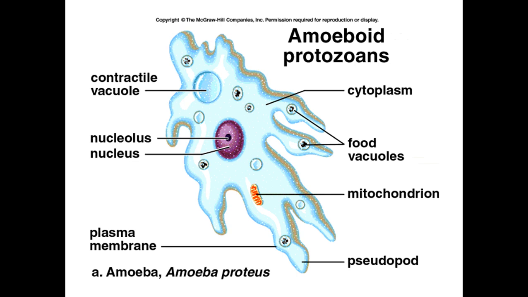All right, here's our amoeba. And again, each of these little extensions, those are what? Pseudopods, false feet. But again, you can see the nucleus. You can see lots of little vacuoles in there. Here's this contractile vacuole to get rid of water. There's a mitochondrion.